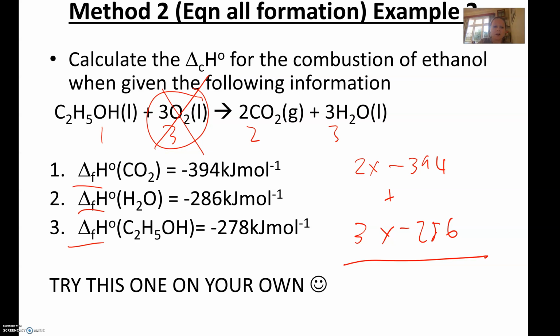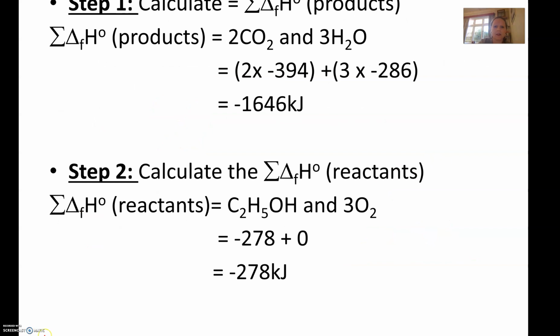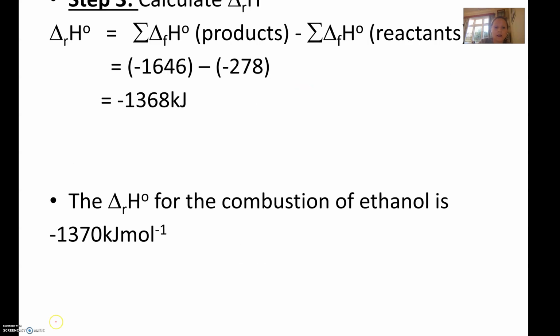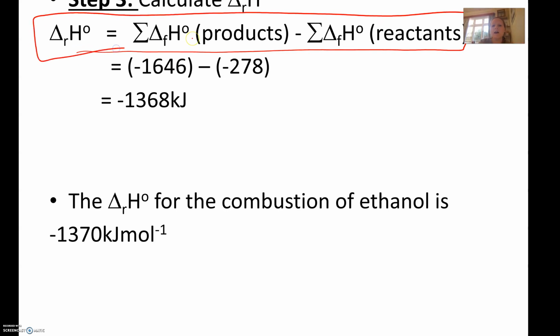it is just 0. So if we try this, okay, we add up the sum of the products, remembering to times by 2 and 3, just one reactant, making sure we separate these as separate calculations, and then we subtract reactants from products. Please include this equation in your answer. Okay, that gets you an achieved if you can show what you should have been doing, and that gives you the answer negative 1368 kilojoules.